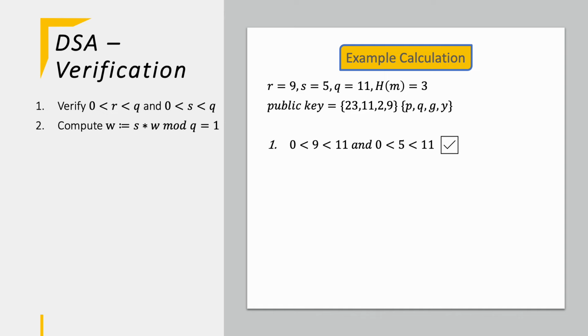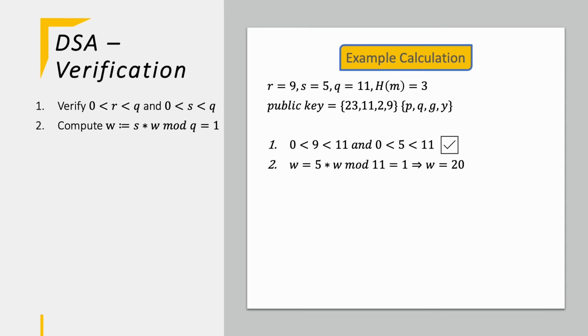Now it's W, which is S times W modulo Q equals 1, which is the very same equation as we had for the signing process, where we had I as the variable. So plug in the numbers. We have 5 times W modulo 11 equals 1. And for this one, we need to go a little bit higher in the numbers. So W ends up to be 20.